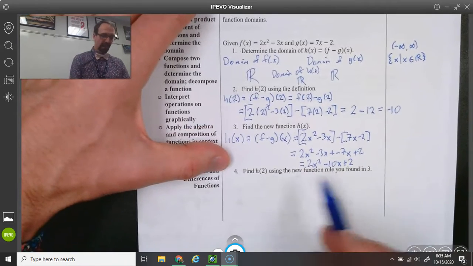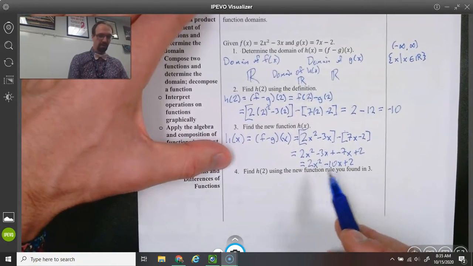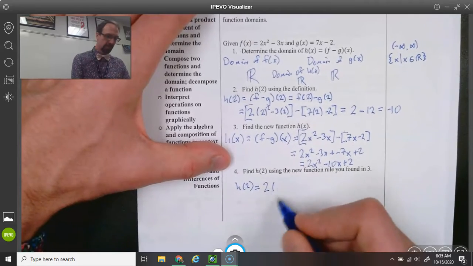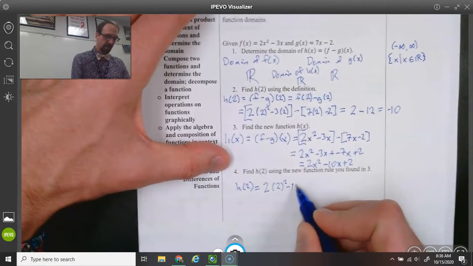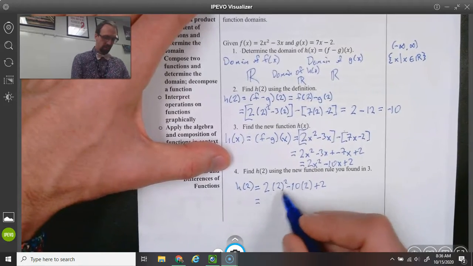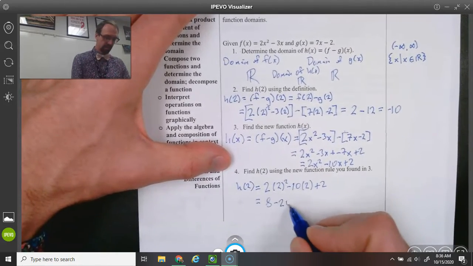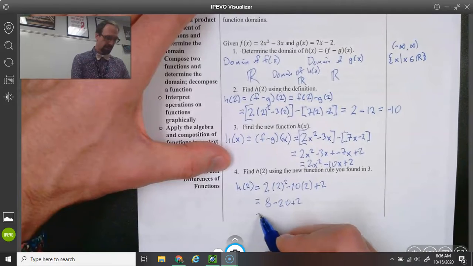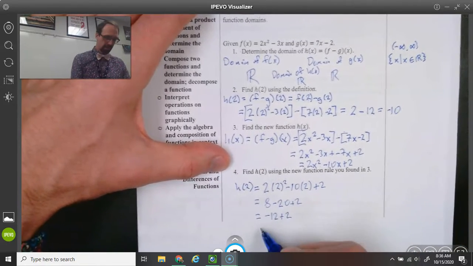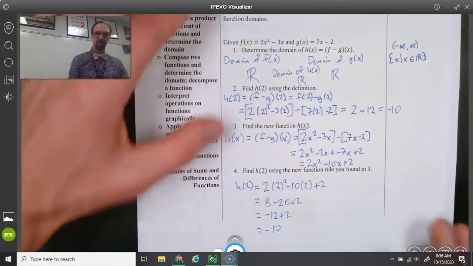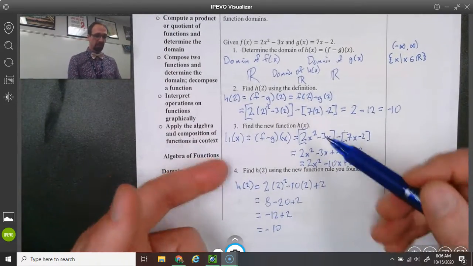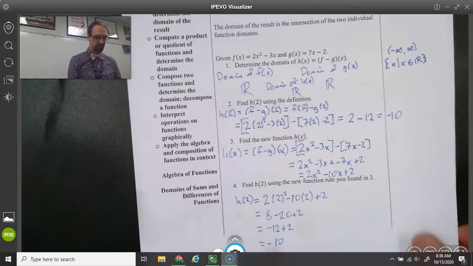And then it says find h of 2 using the new function rule that we found in 3. So using this one here, h of 2 is equal to 2 times 2 squared minus 10 times 2 plus 2. 4 times 2 is 8, minus 20 plus 2. 8 minus 20 is negative 12. Negative 12 plus 2 is negative 10. And if you notice, these are the same, and they should be. We found it using the function rule, and then we found it using our original definition.